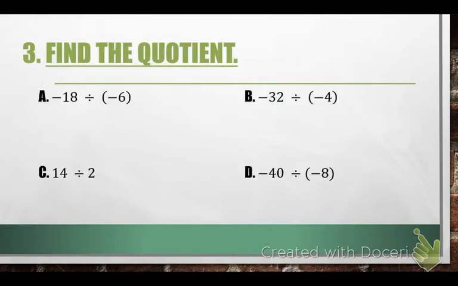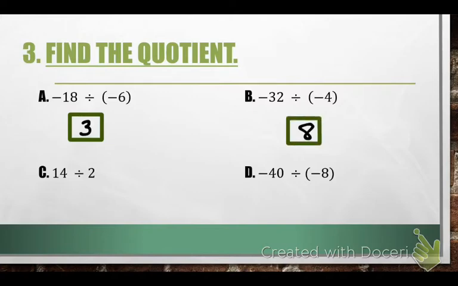Okay, so those rules that we just had for multiplying are the exact same rules that we need for dividing. Joshua, first one, negative 18 divided by negative 6. Will this be positive or negative? It's going to be positive because there was an even amount of negative signs. So what's the answer? It is 3. Ariane, let's look at problem B. Negative 32 divided by negative 4. 8 is correct.